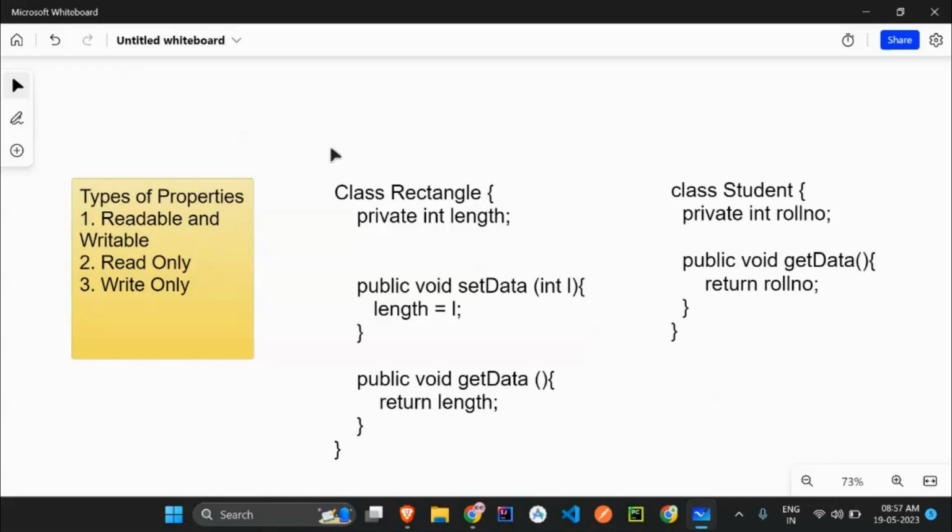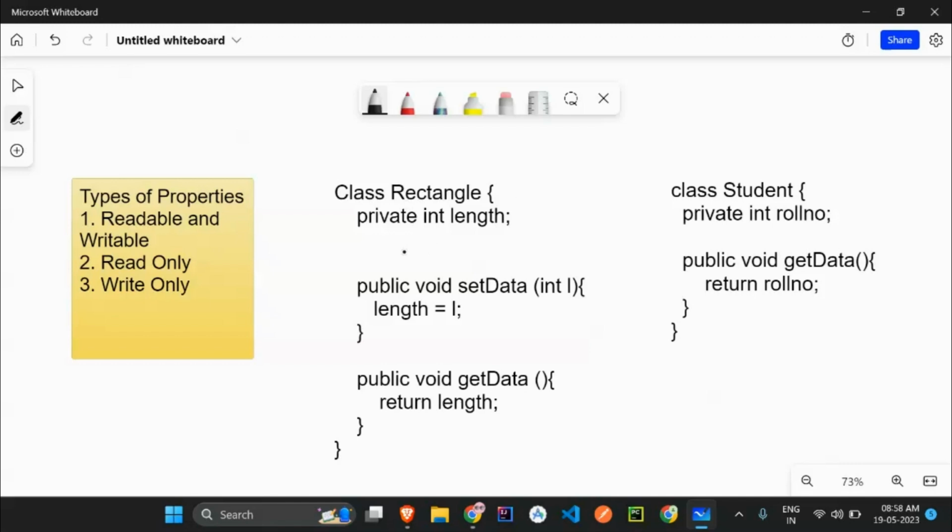So there are three types of properties. One, readable and writable. Second, read only. Third, write only. We can understand by the name itself, like readable and writable. It means that we can read that property and also write the property. It means we can see the data and we can also modify the data.